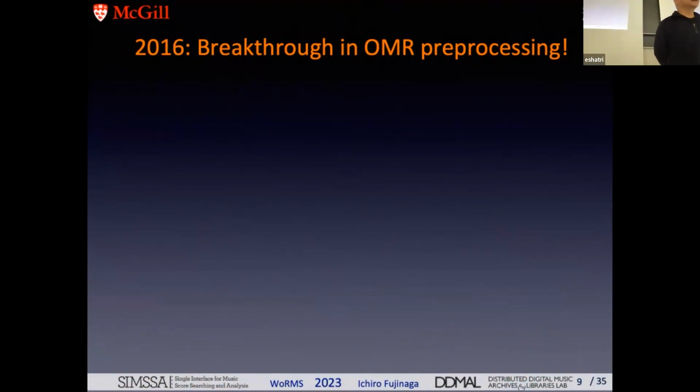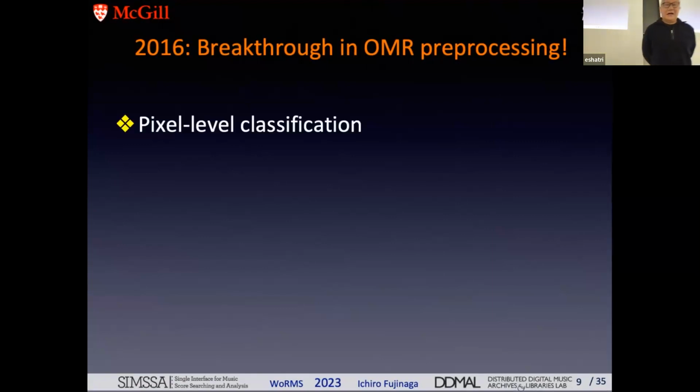Then something happened in 2016. No, it was huge. It was done by Jorge Calvo, and it's basically pixel level classification. And I thought this was totally crazy because typically these manuscripts are about 30 million pixels. And Jorge said, well, we're going to annotate every single one of those pixels. Then we can do real cool stuff. And I said, you're nuts. How are you going to annotate 30 million pixels per image, right?